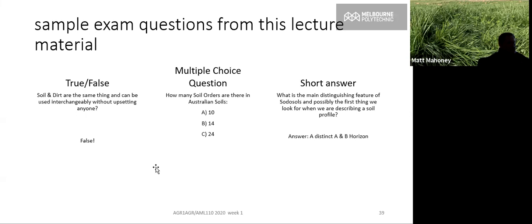So a couple of example questions from this lecture material. Soil and dirt are the same thing and can be used interchangeably without upsetting anyone. True or false? It's false. Multiple choice question. How many soil orders are there in Australian soils? And that was B, 14. What is the main distinguishing feature of solar soils, and possibly the first thing we look for when we are describing a soil profile? The answer is A, distinct A and B horizon.